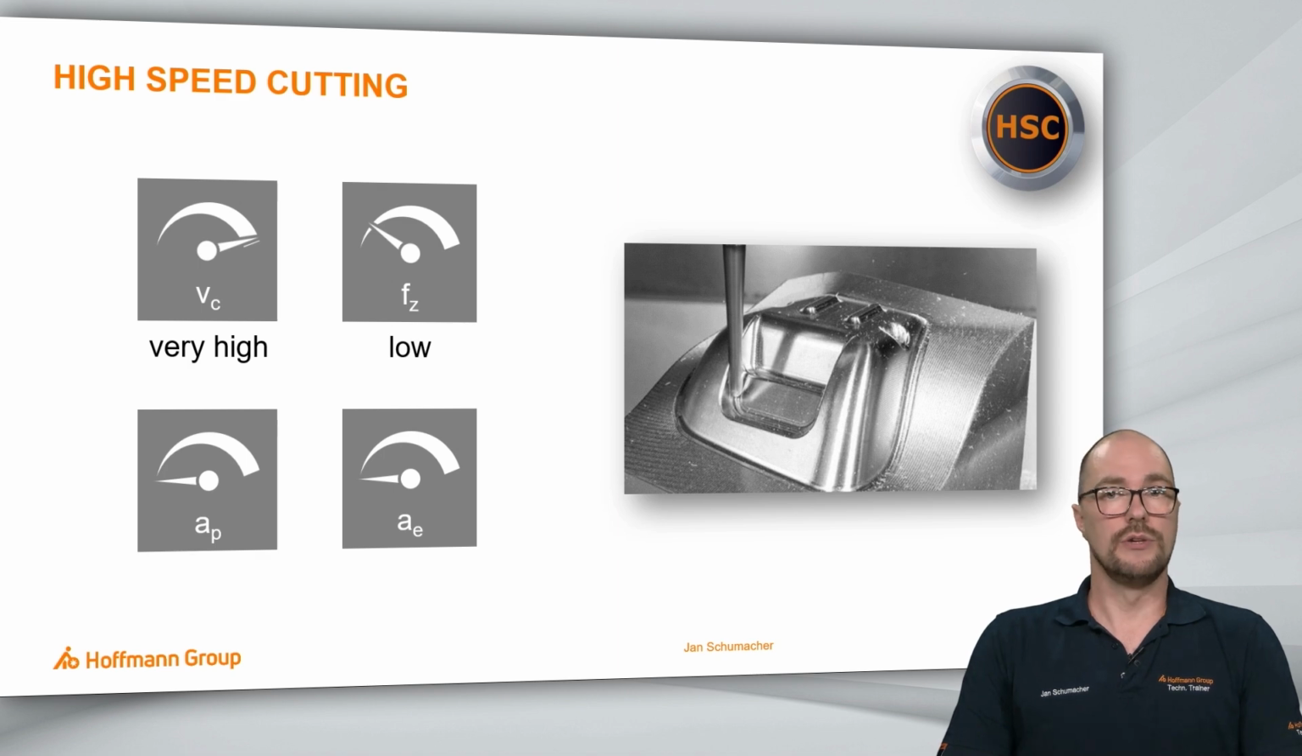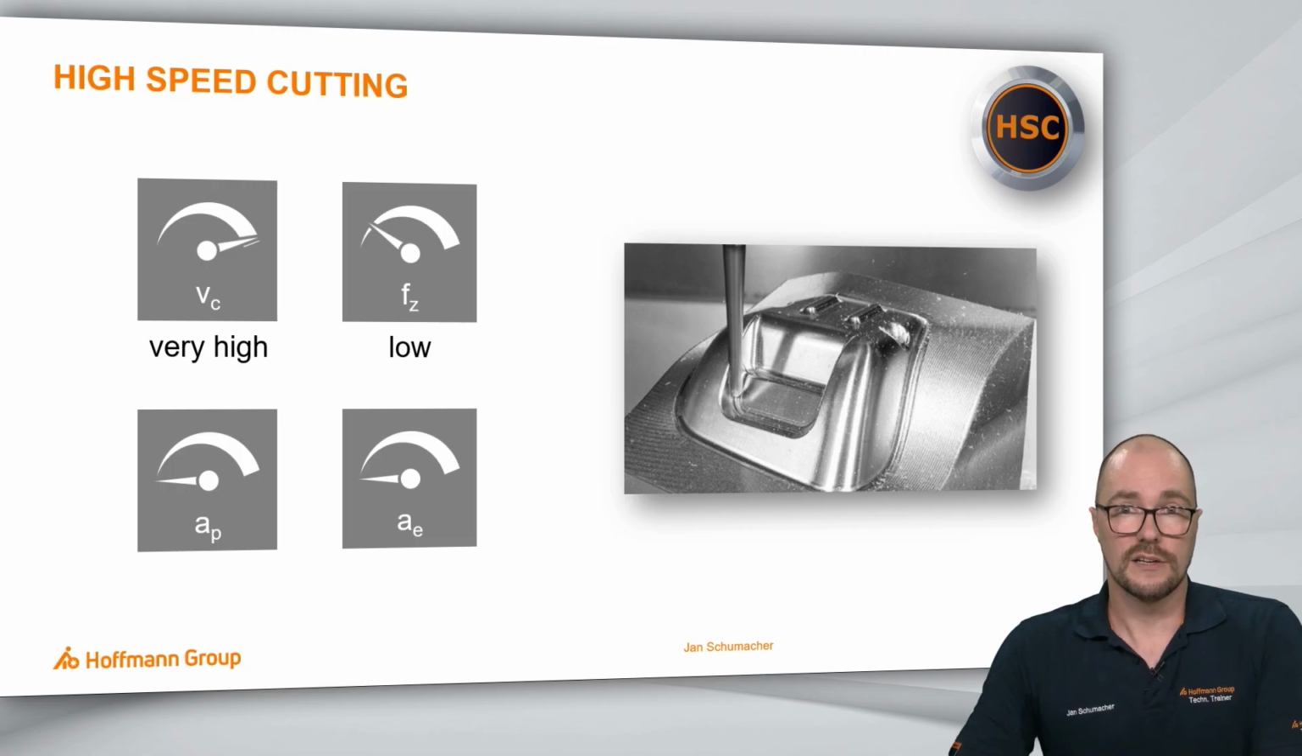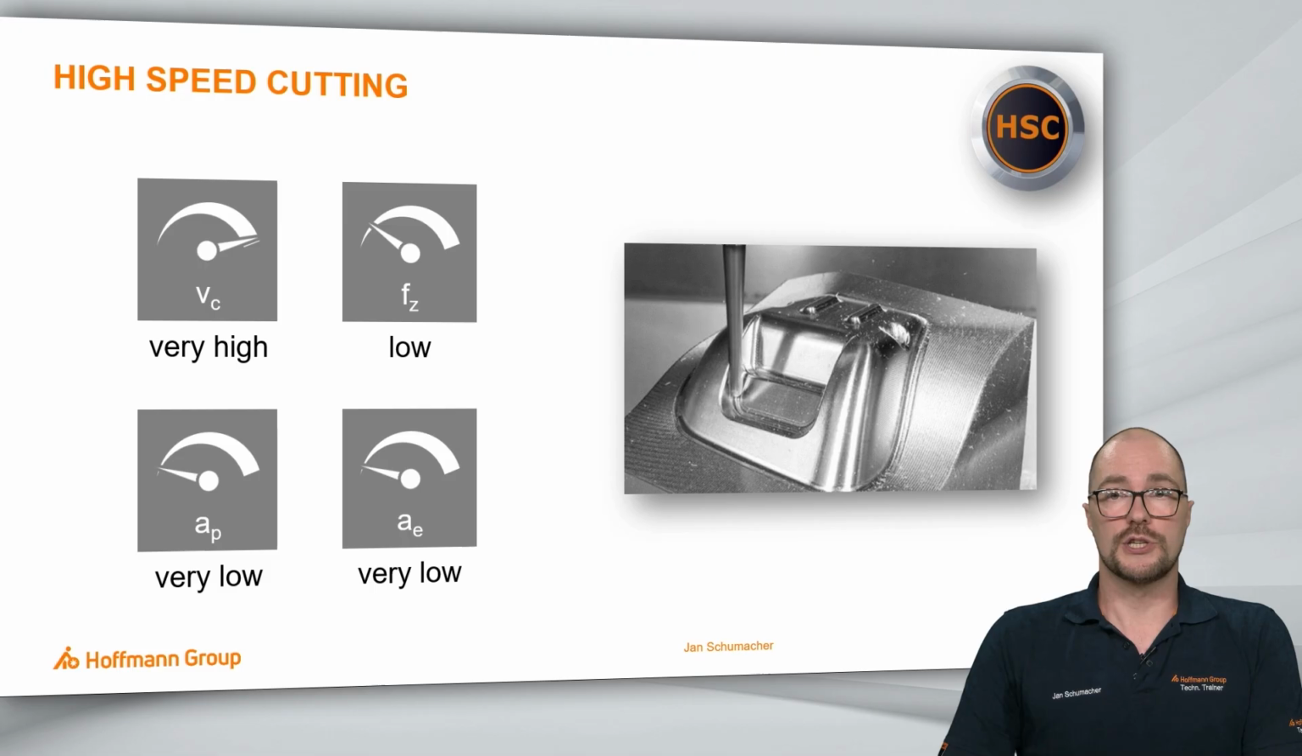HSC strategy usually is used to machine what you see on the right, a free-form surface, some dies and molds, and therefore they have to create a very good surface quality. The 2 other attributes are AP, this is the cutting depth. It is very low here at HSC strategy, as well as AE, the engagement value, which is also very low.